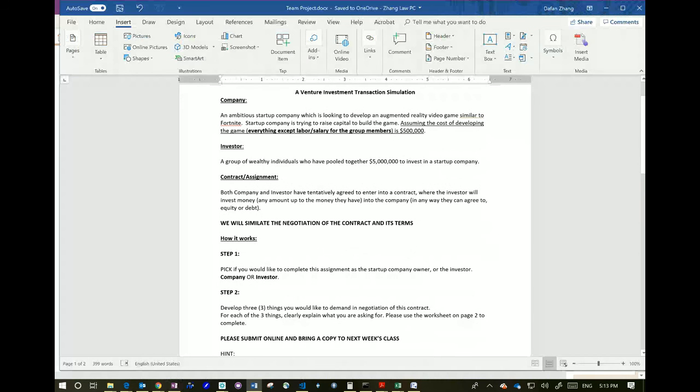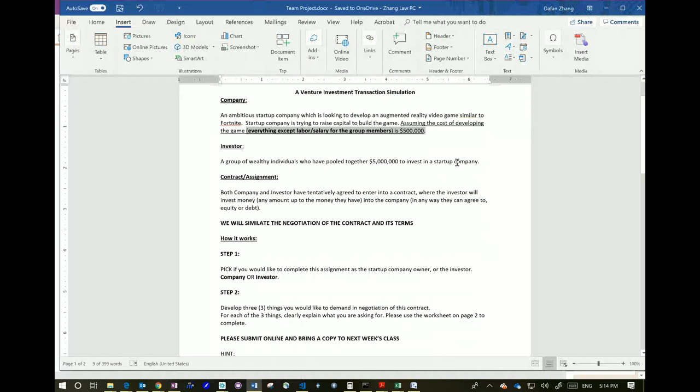So the scenario is this: an ambitious startup company, which I assume some student came up with, is looking to develop an augmented reality video game sort of similar to Fortnite. If you haven't played Fortnite before, it's pretty popular. Let's just say it's a popular game that you can play in augmented reality. This startup company is trying to raise capital to build the game. Now, this is important. We're assuming the cost of developing this game, everything except labor and salary, is $500,000.